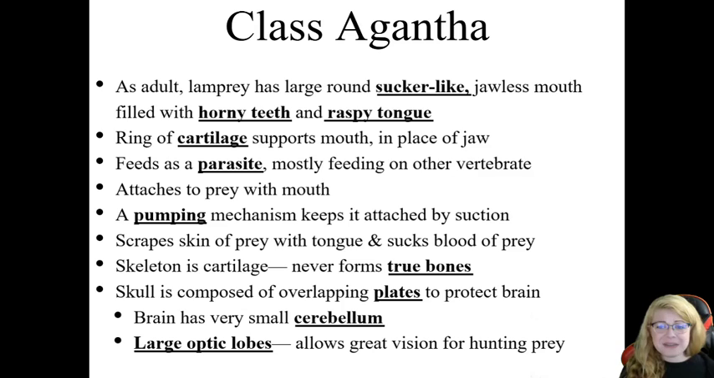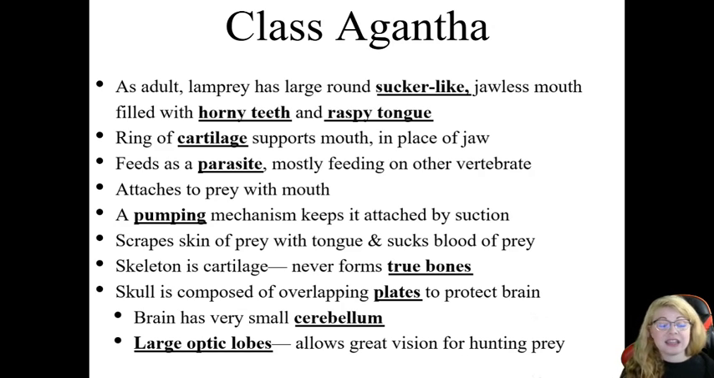And it uses a pumping mechanism to stay attached via suction to its creature. So this is like a blood-sucking leech, basically, that is attached to its prey. And it scrapes the skin of the prey with that raspy tongue, and it sucks its blood. And that's how it gets its nutrients, basically, as a parasite.